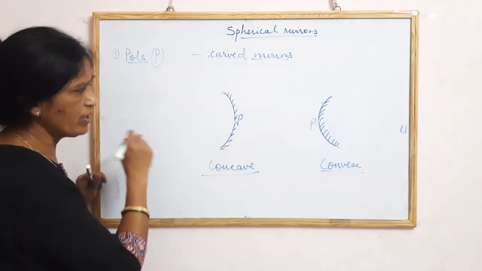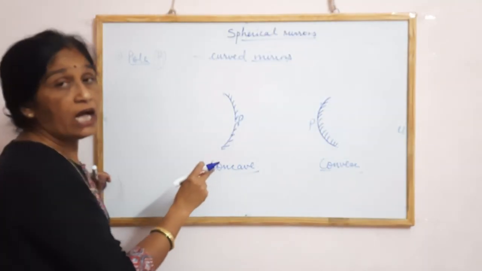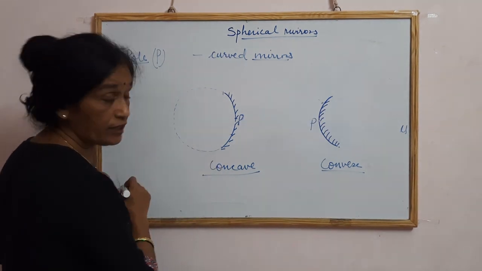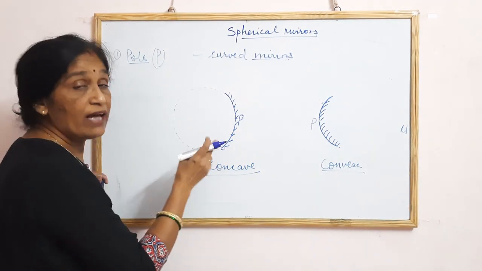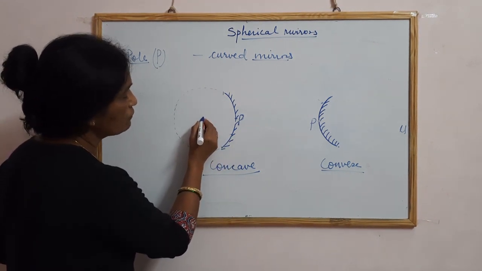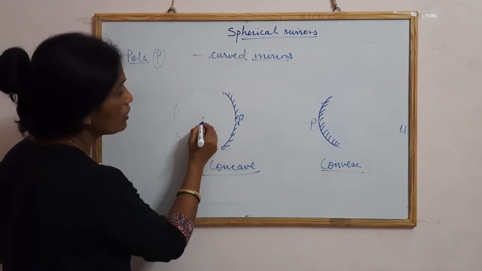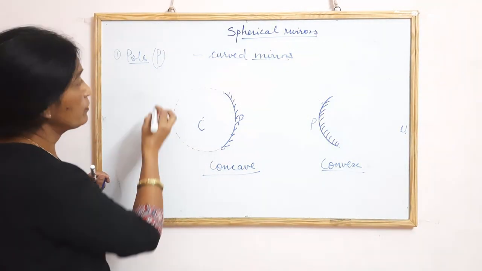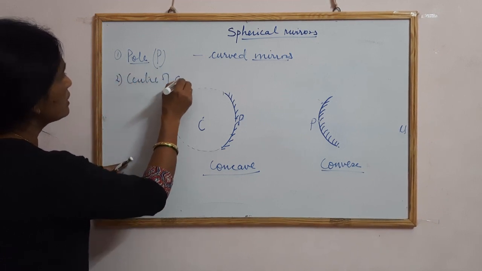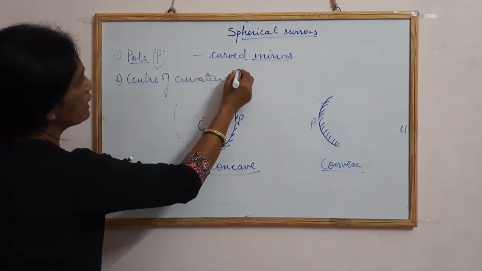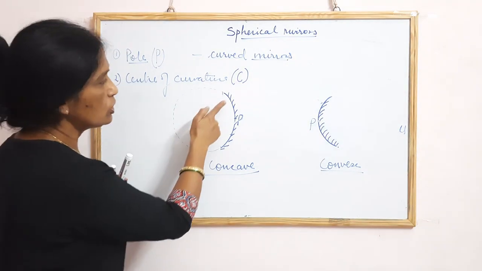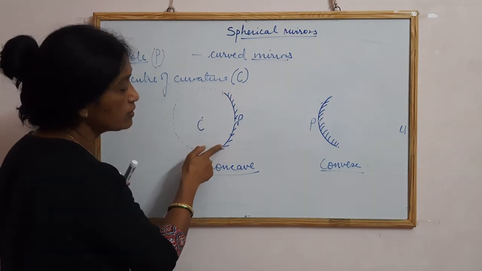Now, what else? I told you that these curved mirrors are parts of some sphere. So this is also a part of a sphere, and this sphere also has a center. The actual center of the sphere of which this mirror is a part is called the center of curvature, and it's denoted by capital C. So what is center of curvature? It's denoted by capital C. But what actually is it? It is the actual center of the sphere of which this mirror is a part.